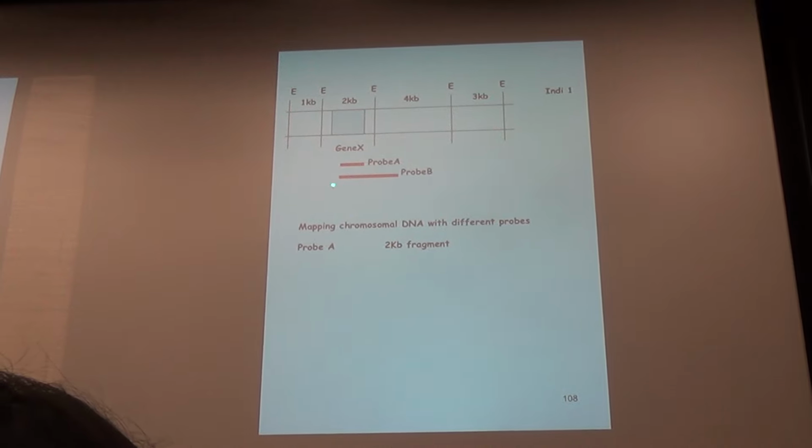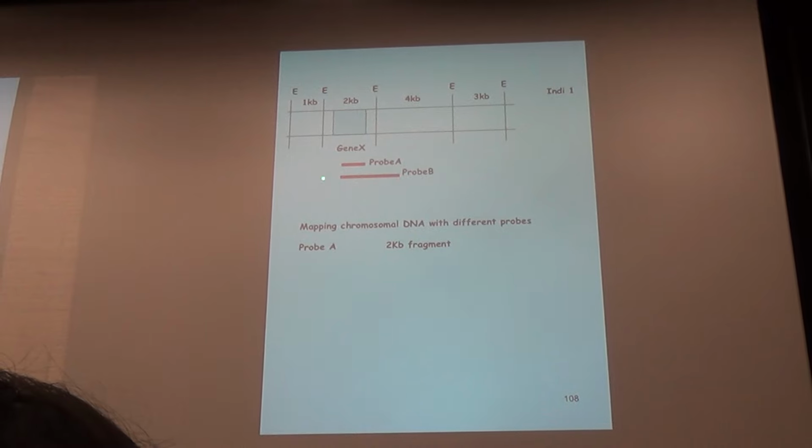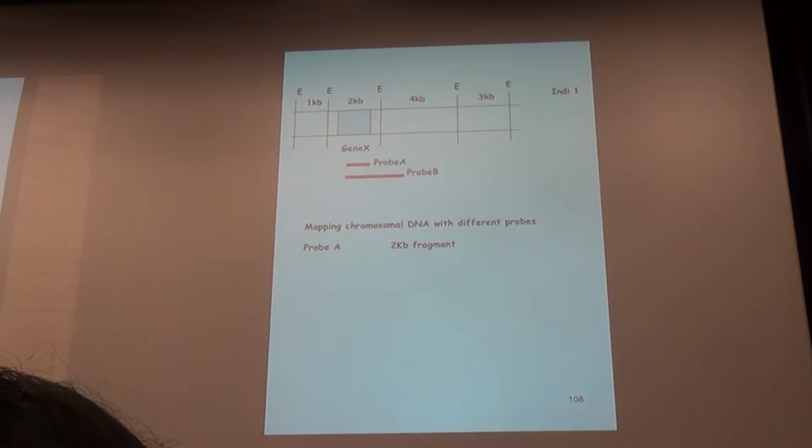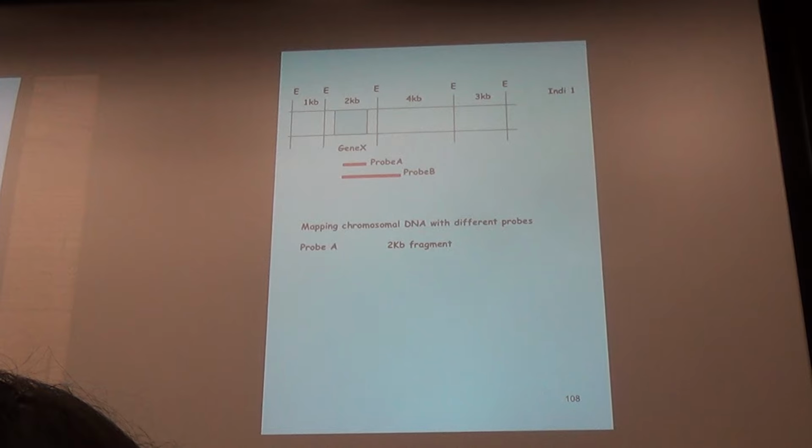What if I have a probe that goes like this? What size fragment will I see on a Southern blot? Will I see a 2 kb, a 4 kb, a 6 kb, or what? What's the answer? 2 and 4. The reason is part of this probe will light up the 2 kb fragment, part of this probe will light up the 4 kb fragment. So you'll get 2 bands on a Southern blot. You will see 2 and 4 because the DNA has been cut.